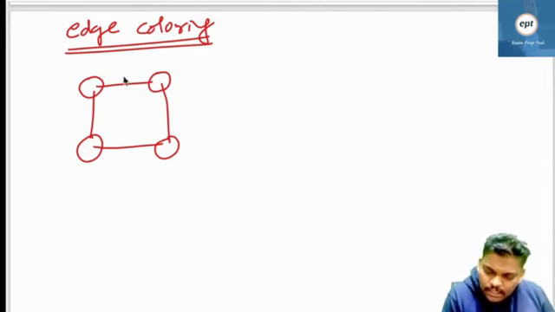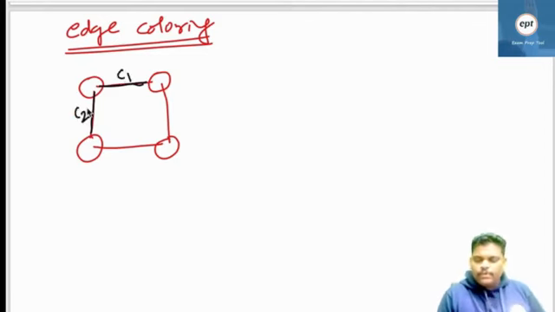Can you help with how many colors? Because these edges are adjacent, they cannot contain the same color. So C1 here, C2 here. The two edges are adjacent because vertex 1 is common, so they should have different colors. Next, this edge and this edge are adjacent at vertex 2, so here I can give C1.